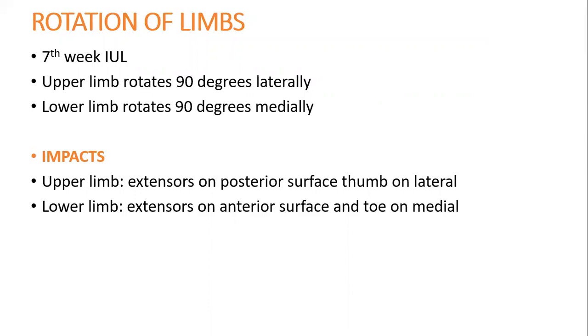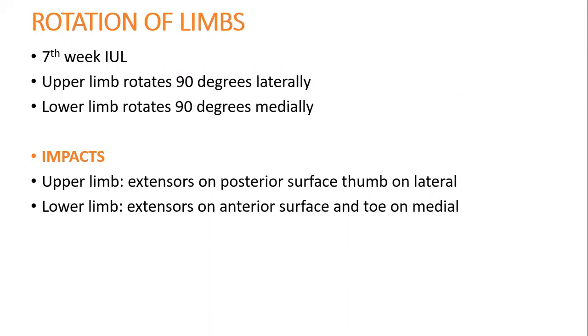By the 7th week of gestation, the limbs are going to rotate, and they are going to rotate in opposite directions. That is, the upper limb is going to rotate 90 degrees laterally, while the lower limb is going to rotate 90 degrees medially. And what are the impacts or consequences of this rotation?